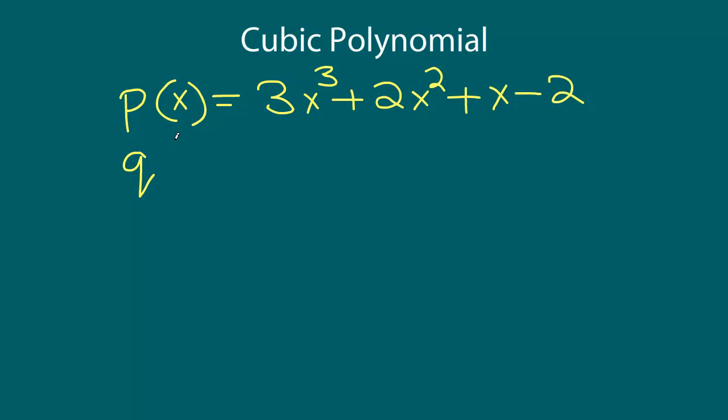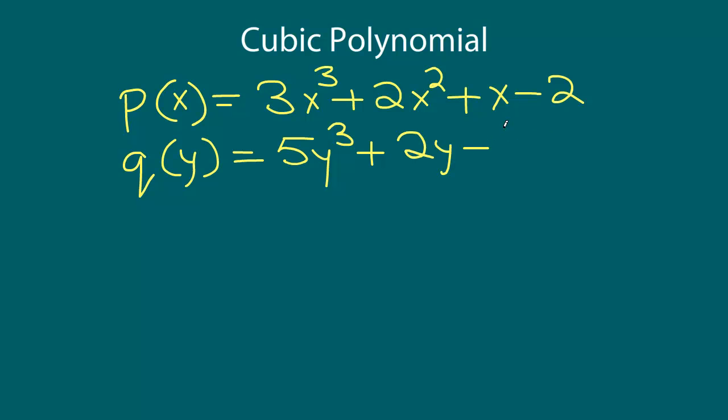Let's write a polynomial in variable y. And here we will write, let's say, 5y cubed plus 2y minus 5. So in the second example, the y squared term is not there. That means the b is 0, right?